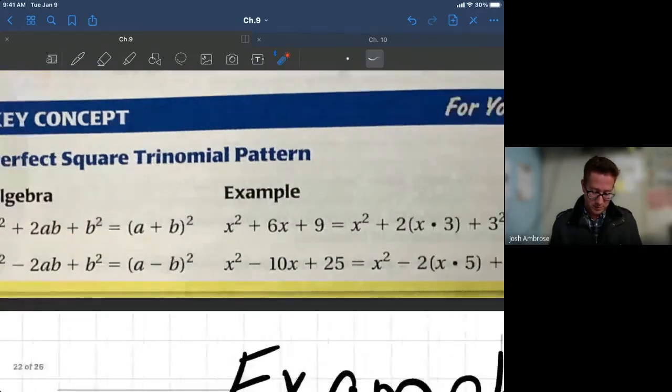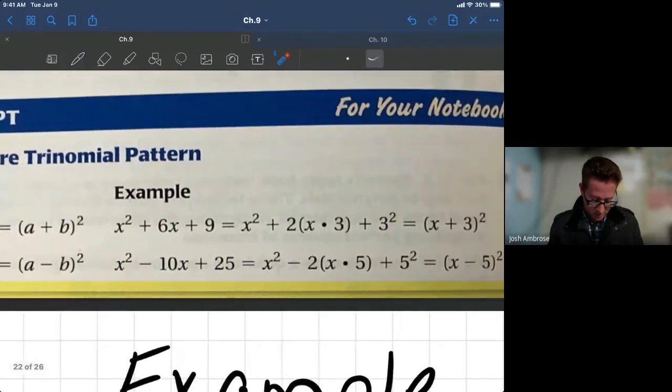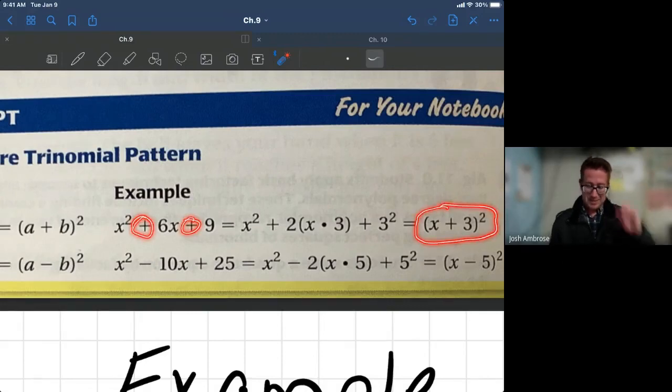All right, here's an example of it. X squared is perfect. That breaks down into x and x. 9 is perfect. That breaks down into 3 and 3. And we have a plus sign. If that is the case, what this will break down into is that if they're both plus, you will now have this exact binomial written twice, x plus 3 and another x plus 3, because they were both plus.